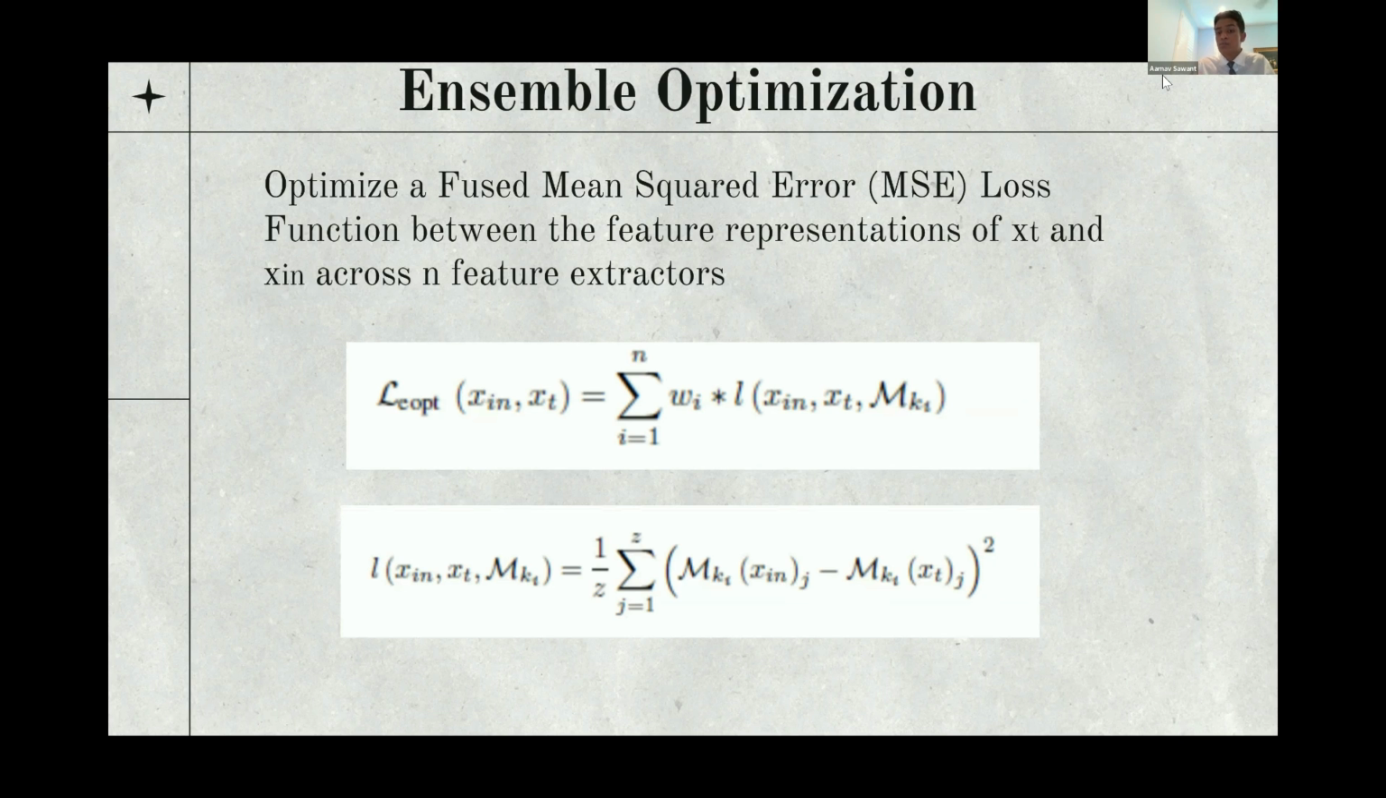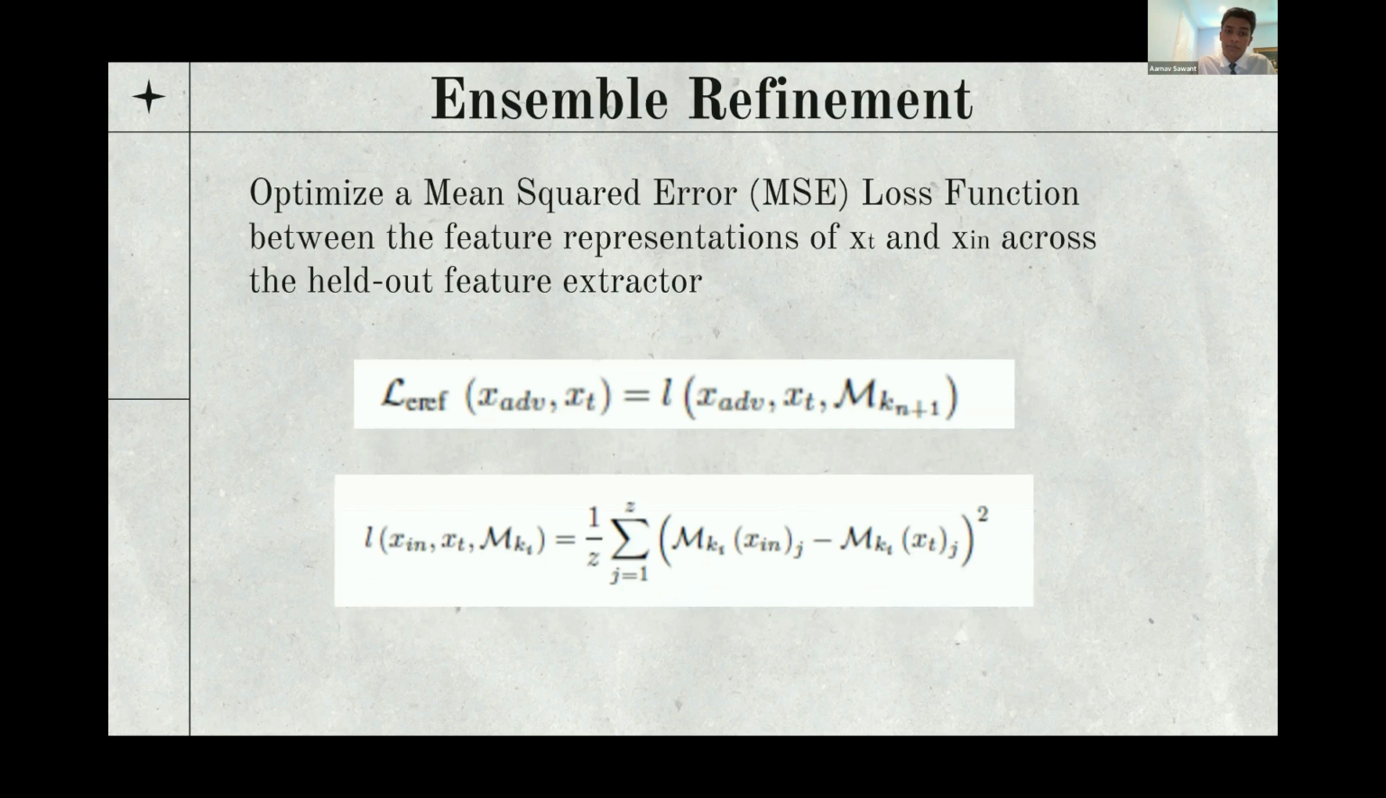We're basically attempting to move the feature vector of our input image as close as possible to the feature vector of our target image across all of our surrogate models in this ensemble optimization stage. Next, we have ensemble refinement. We're basically optimizing the mean squared error loss function between the feature representation of our target image and the input image across the held out feature extractor. So we're doing the same thing, trying to move the input image towards the target image in the embedding space across the one held out feature extractor.